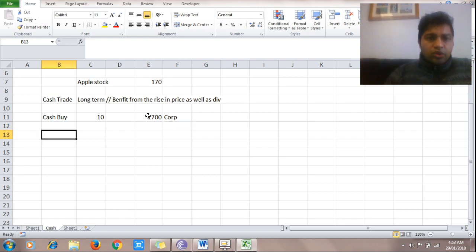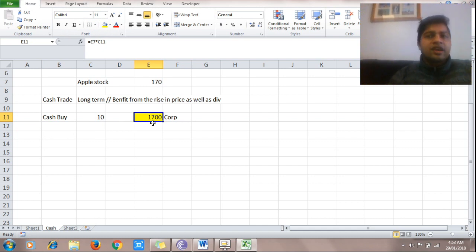Another important point to note, you have to put in the entire amount. So if the stock is $170, you want to buy 10 stocks. So 170 into 10, $1,700, you have to put the entire amount. How long can you hold the stock? Until you want, or the company gets delisted, or let's say the company goes bankrupt. Until then you can hold the stock, because it is getting delivered in your investment account.